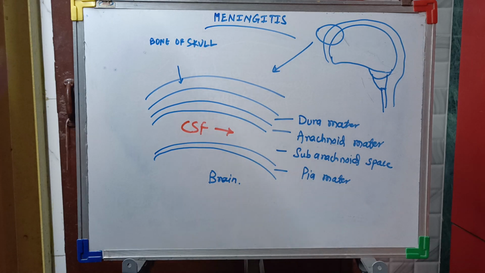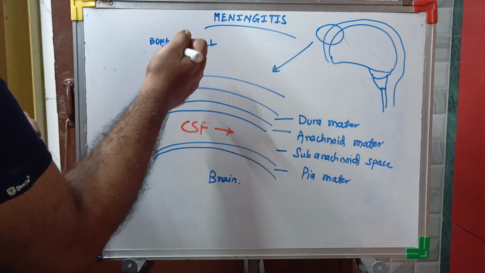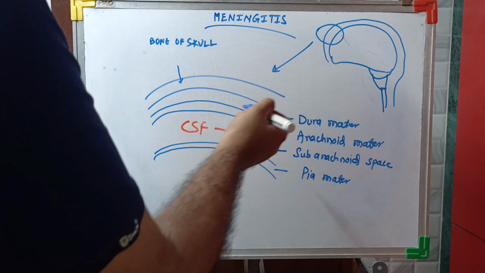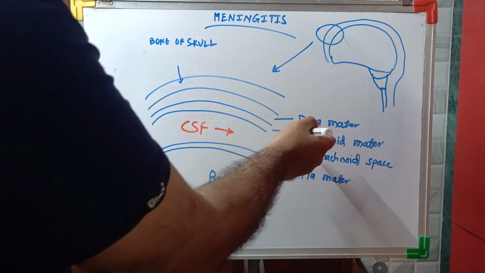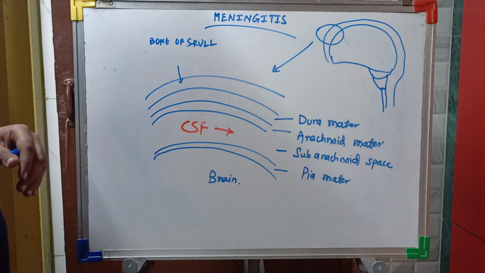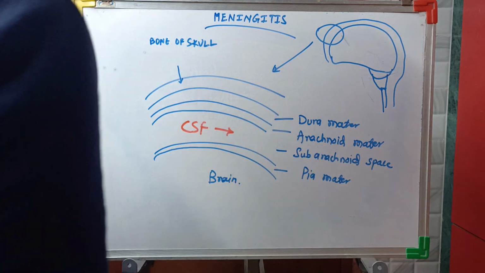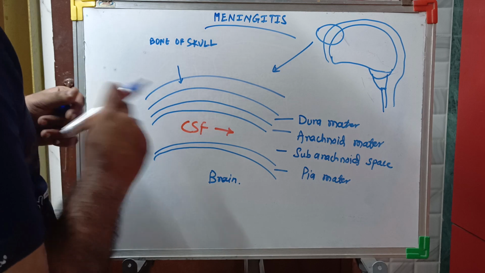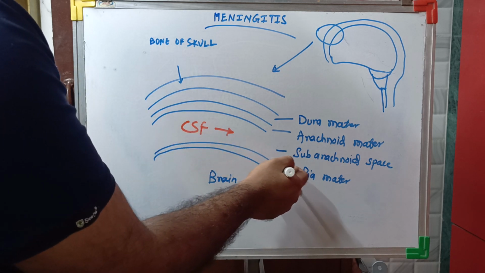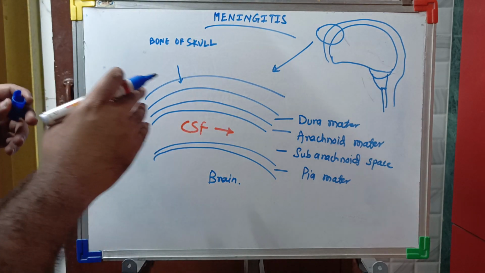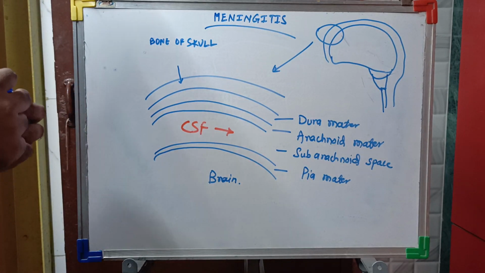Now we will focus on the coverings of the brain. At first there is the bone of the skull. Second, there is the dura mater. Third, there is the arachnoid mater. Between the arachnoid mater and the pia mater, there is the subarachnoid space through which the CSF passes. Then there is the pia mater and then the brain. So this is the normal anatomy we require here.